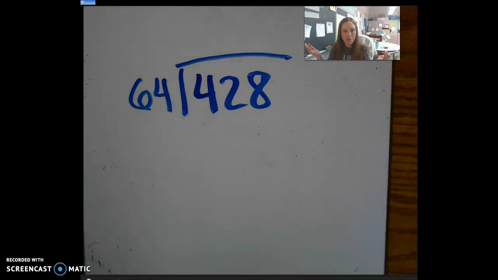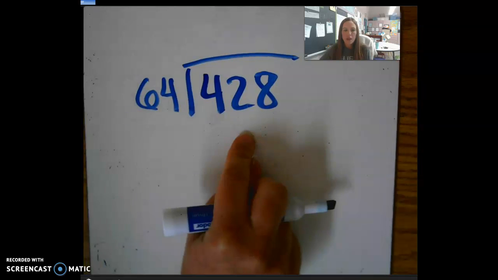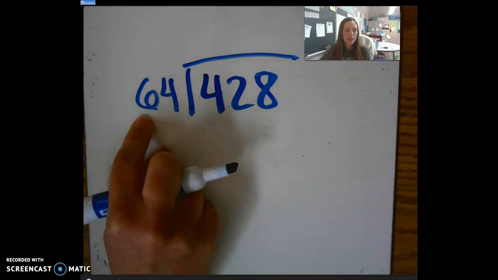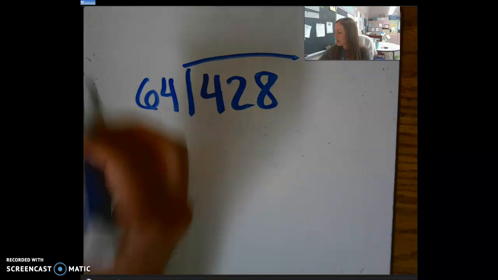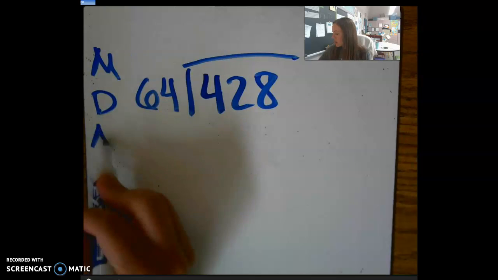So let's solve our problem. How many sections would we need to cover all the people who went to the show? 428 is our total tickets, and 64 is the number of seats in a section. So what we are looking for is the number of sections. We're going to write out our steps.